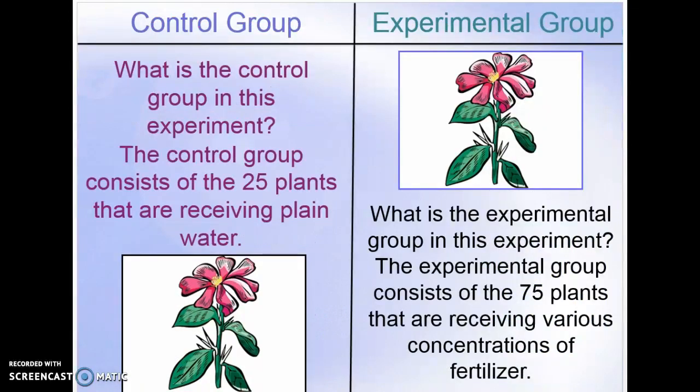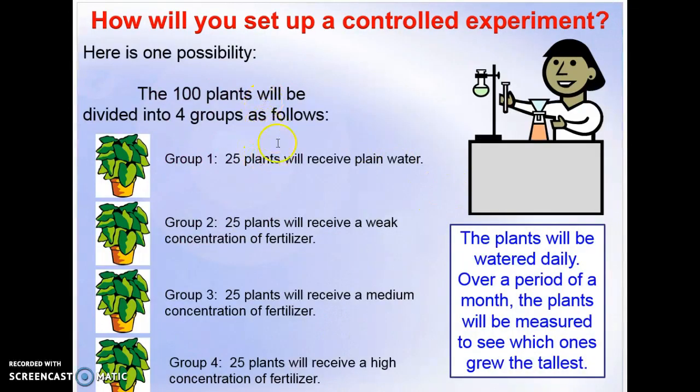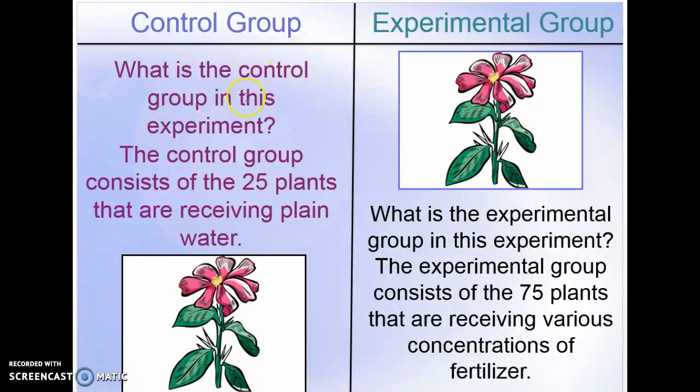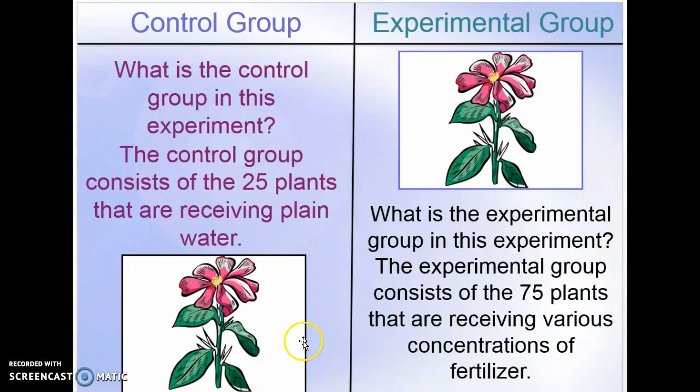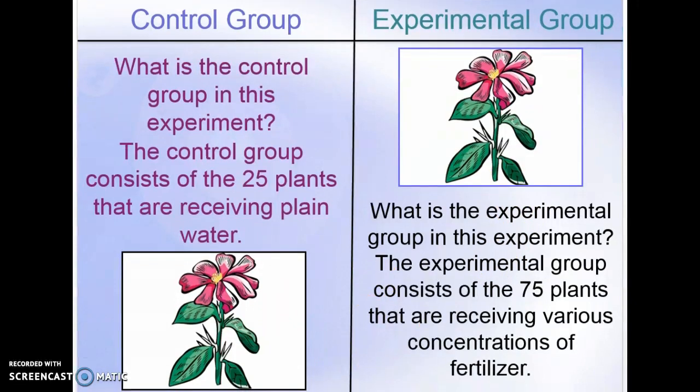All right, so you should be able to know which one is the independent variable. Obviously, it is the amount of fertilizer, whether it's weak concentration, medium, or high. Then we look at what the control group is. Remember, the control group does not have the independent variable, meaning it does not have fertilizer. So that is our control group, and I'll explain why in a second. The experimental groups are the other 3, the various concentrations of fertilizers.